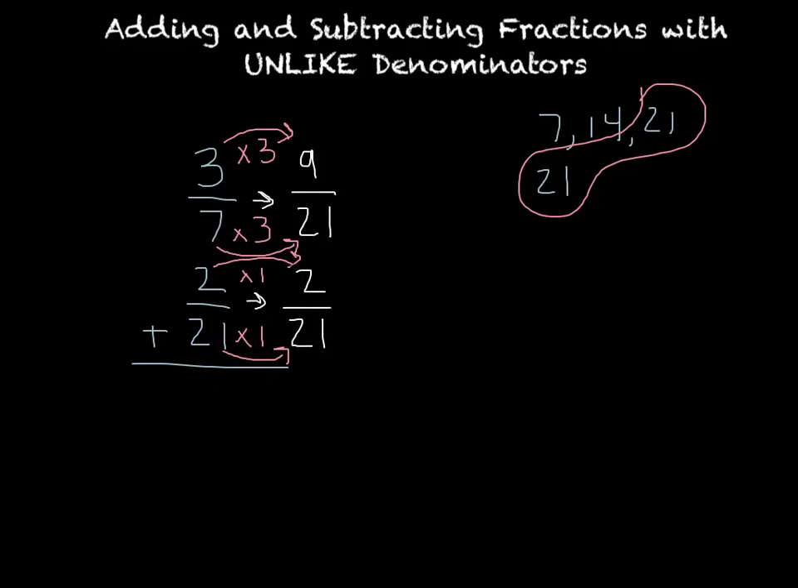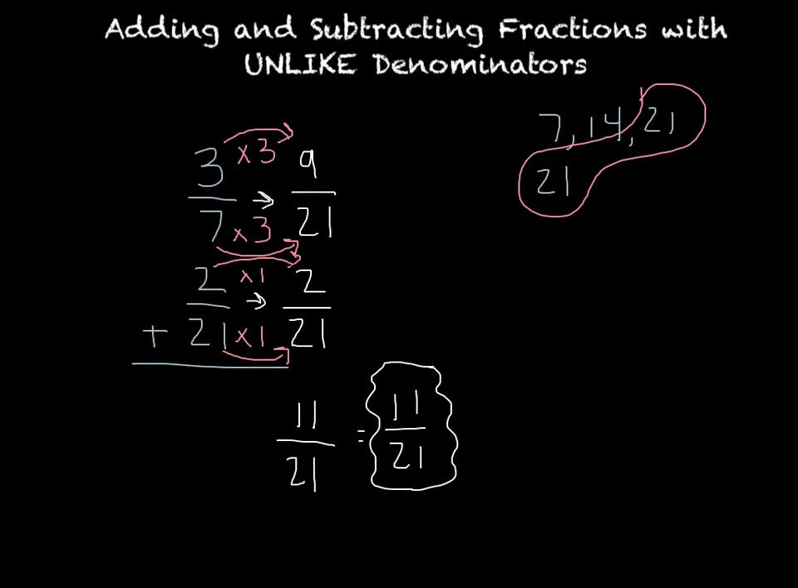Now I can do 9 plus 2, which is going to be 11. And my bottom number is always going to stay the same. So it's just going to be 21. So my answer is 11 over 21. And I'll make it look like bacon too. Kind of looks like a smiley face.